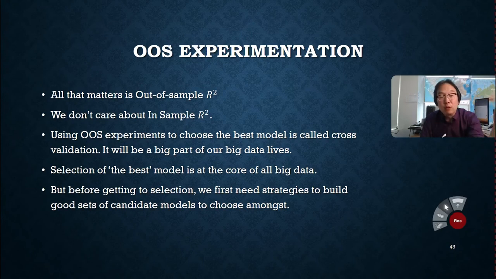Using out of sample experiments to choose the best model is called cross-validation. It will be a big part of our big data lives. Selection of the best model is at the core of all big data. But before getting to selection, we first need strategies to build good sets of candidate models to choose amongst.